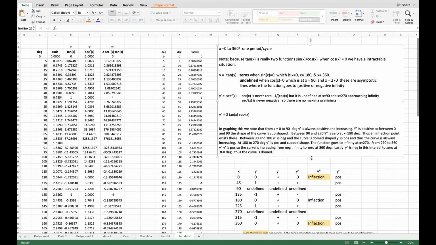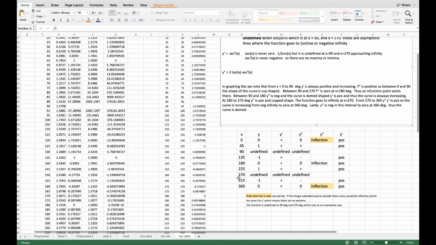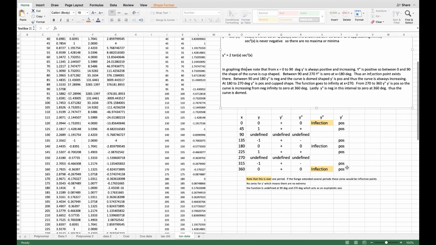I left some notes here. You can stop and read these if you have the ability. I'm not quite sure how well these will show up on the screen. I think you'll be able to read it. I tried to use a large enough font. I used 18-point font to try and make this as readable as possible. And you can stop this at any time and read it and see the information that I have put in here that is useful to understanding how we graph.